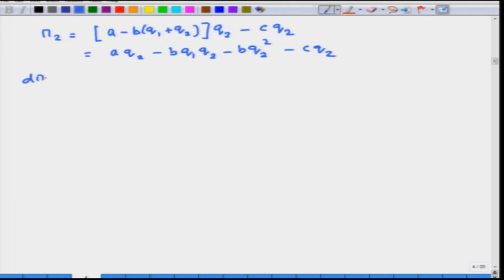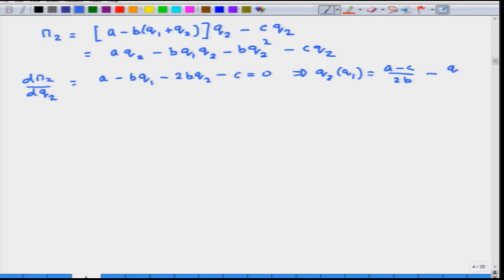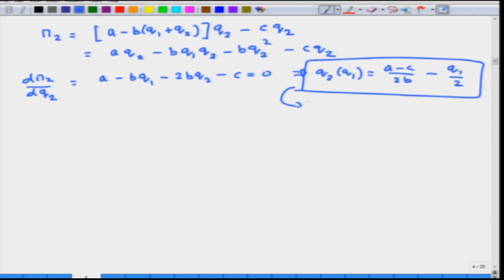and firm 2's best choice of output Q2 was based on finding the derivative of the profit function with respect to Q2, which gives us A minus B times Q1 minus 2B Q2 minus C equals 0, which gives us Q2 as a function of Q1, which is equal to (A minus C) divided by 2B minus Q1 divided by 2. This is firm 2's best response function, right.